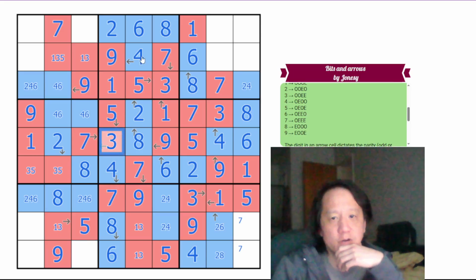Do we have all the arrows? 4 is odd, even, odd, odd. 7 is odd, even, even, even. 8 is even, odd, odd, odd. 5 is odd, even, odd, even. 9 is even, odd, odd, even.